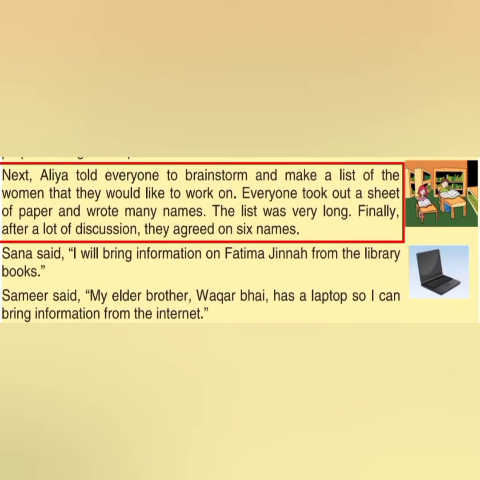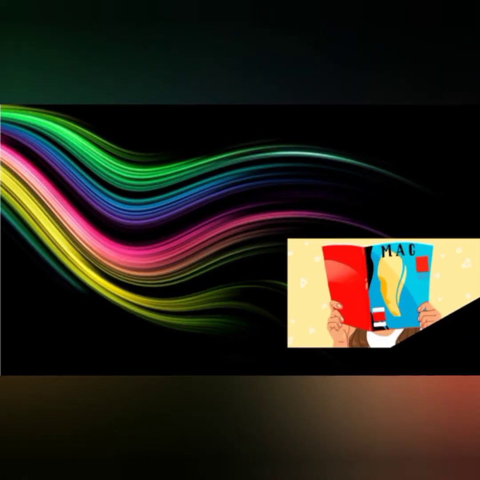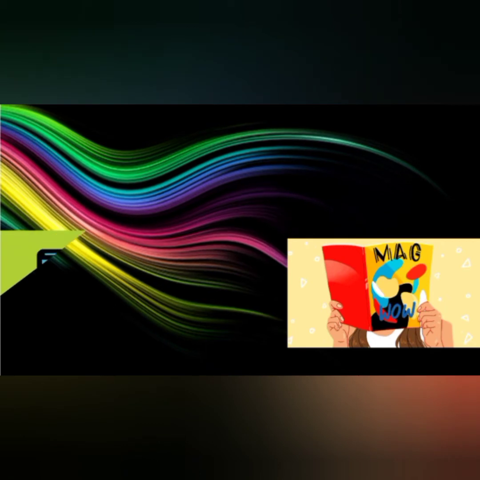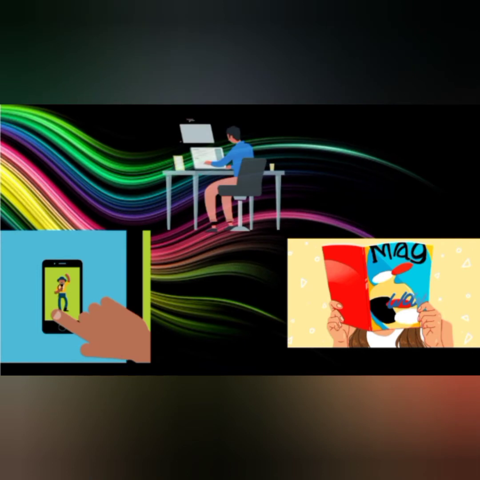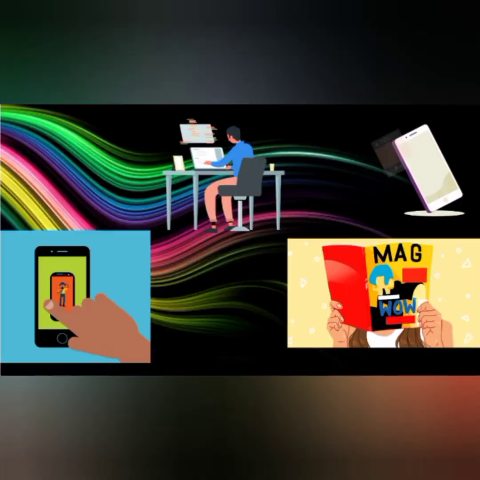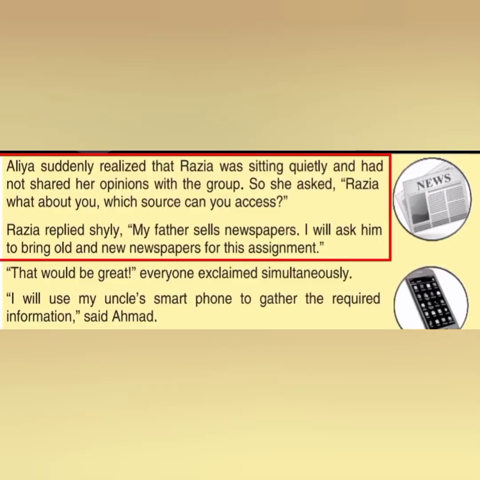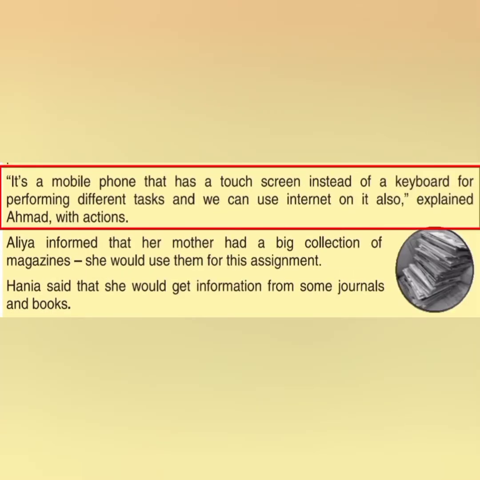After the brainstorming and discussion, finally they agreed on 6 names of Muslim women on which they had to gather the information. The different sources through which the children decided to gather the information were magazines, smartphones, laptops, journals, books, and newspapers. These were the different sources the students decided to utilize. Samir decided to gather the information through the internet as his brother had a laptop. Razia wanted to collect information from the newspapers, and Ahmed decided to gather information using the smartphone.